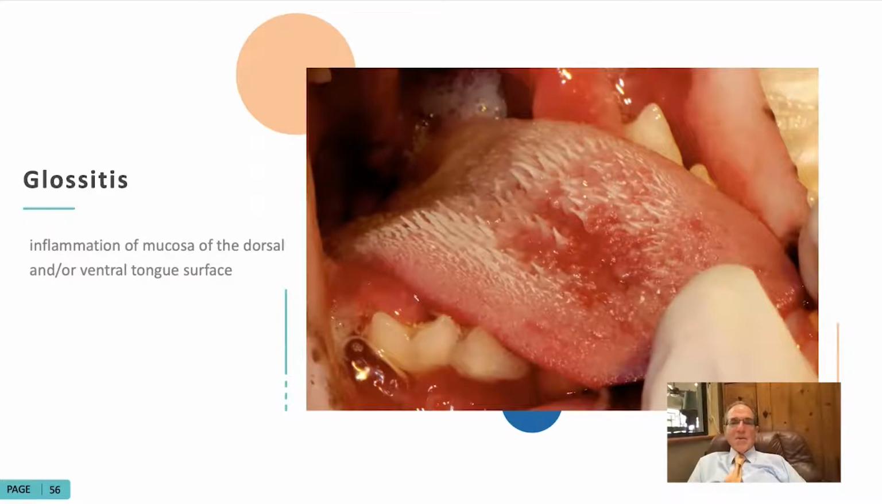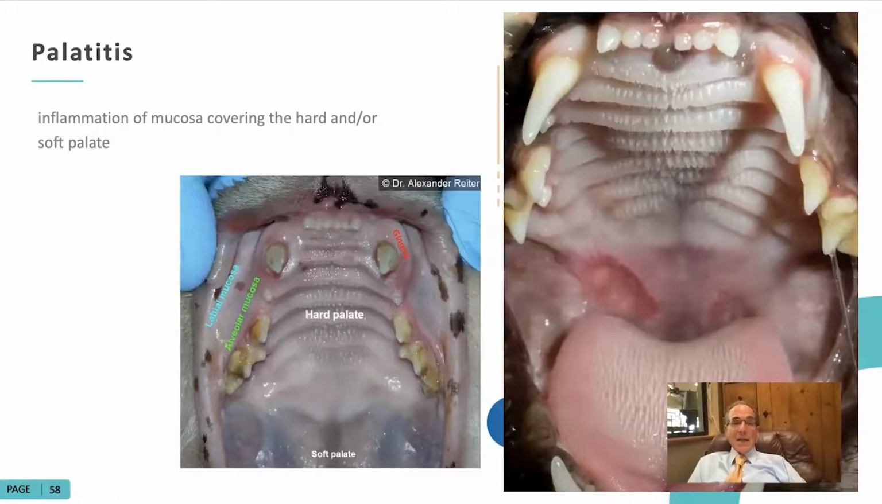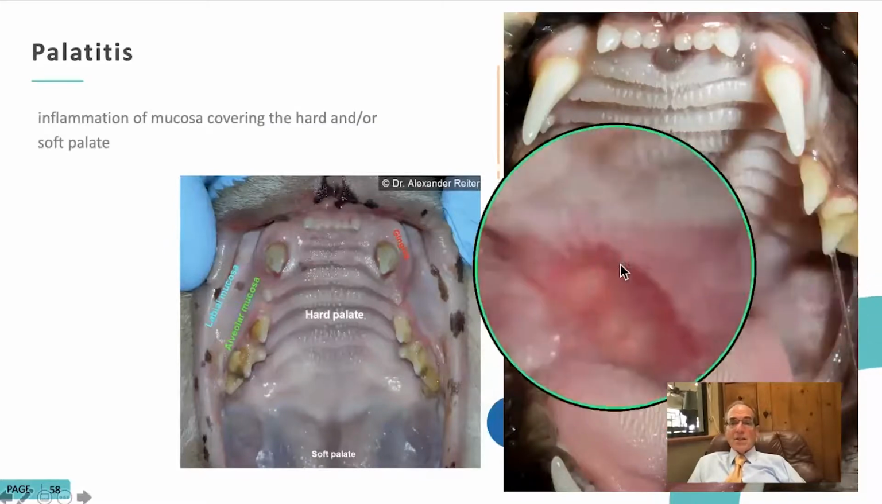So not everything that you open up the mouth is stomatitis. It's more anatomically identified. And the leading cause of glossitis in the cat is calicivirus. Then you have tonsillitis, inflammation of the palatine tonsil. If it's unilateral, think cancer as compared to bilateral lesions. Bilateral lesions are very commonly related to calicivirus. Palatitis, cats have hard palate and soft palate, and sometimes they have inflammatory lesions caudally. This is on the soft palate.